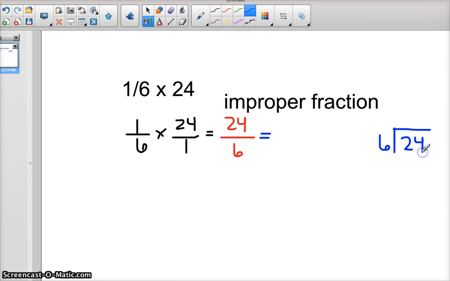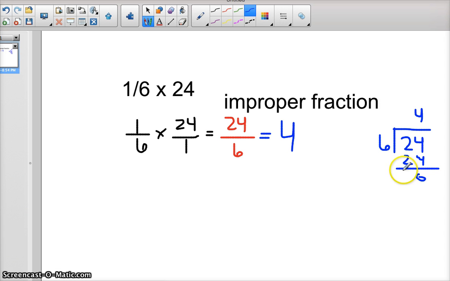Now if you know your basic multiplication facts, you should be able to do this in your head. But if you can't, you can always set up over on the side a little division problem, your big number on the inside of the division house, and your smaller number on the outside. So 6 fits into 24 4 full times. 4 times 6 is 24. And it gives me a remainder of 0. So 6 fits into 24 4 whole times.